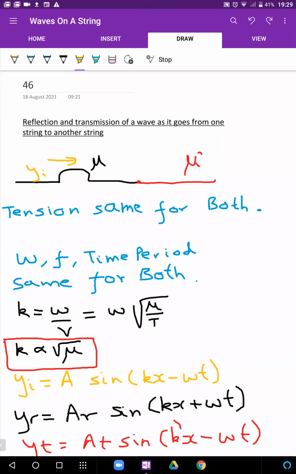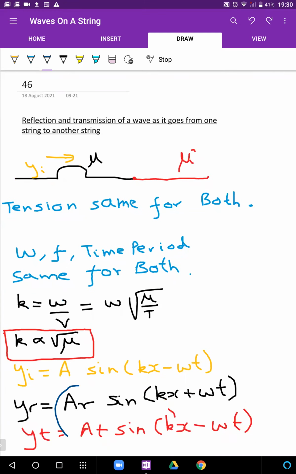Now, a couple of things. Y_R represents the reflected wave. So this is going to be a wave which gets reflected at the boundary. तो वहां से reflect होके अब ये वाला wave पीछे के direction में जाने वाला. So Y_R is the equation of the reflected wave, and Y_T is going to be the equation of the transmitted wave. R is for reflected, T is for transmitted. So what do we observe?